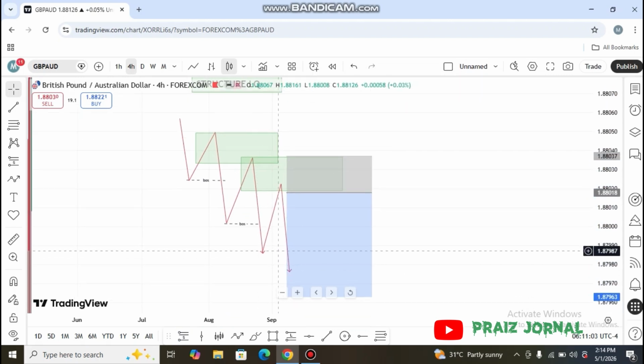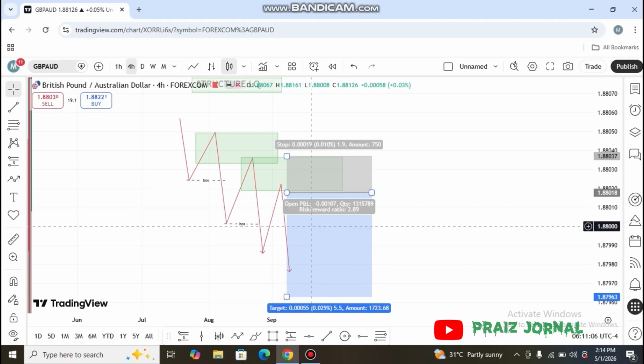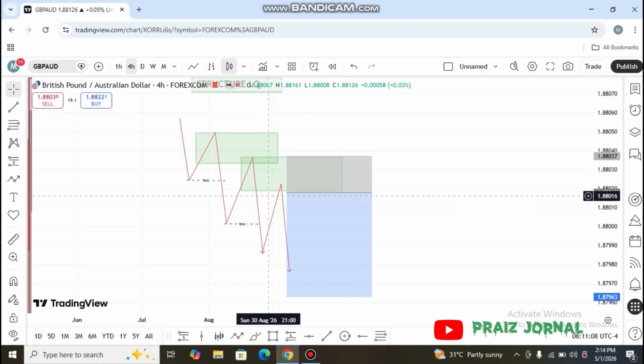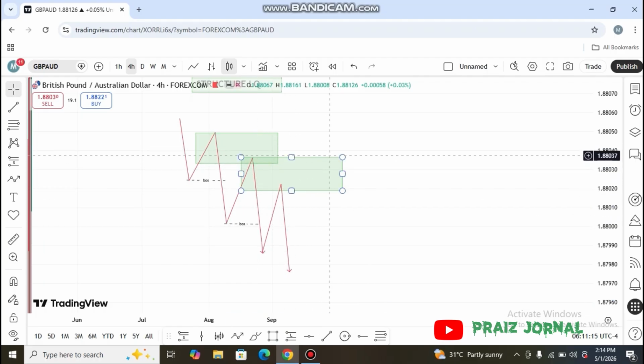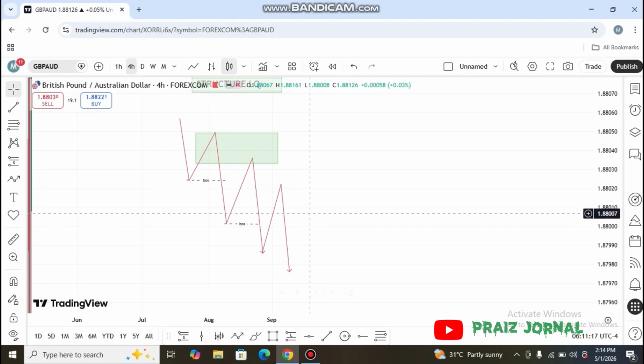So now I've shown you support and resistance, and I've shown you where supply and demand traders are selling from. You understand? So you know that there is a lot of liquidity resting above this high.